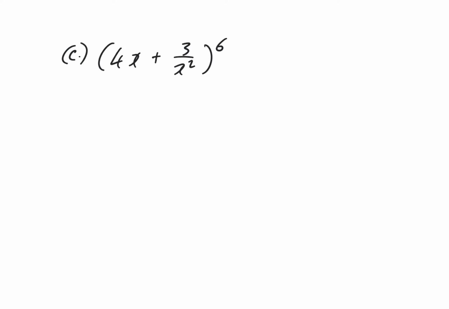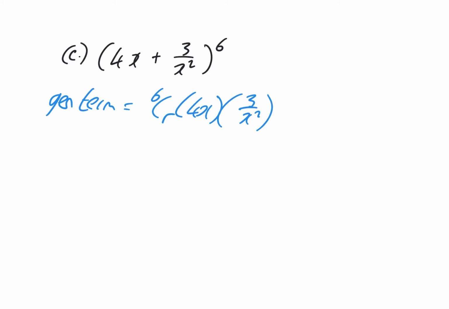Okay, and next one, we have (4x + 3/x squared) to the power of 6. General term again. So your general term is going to be 6Cr times brackets 4x and then 3 over x squared. This is definitely more complicated to do, to the power of r, and then 6 minus r. And then we want to separate this out, so separating out the numerical terms and the x terms.